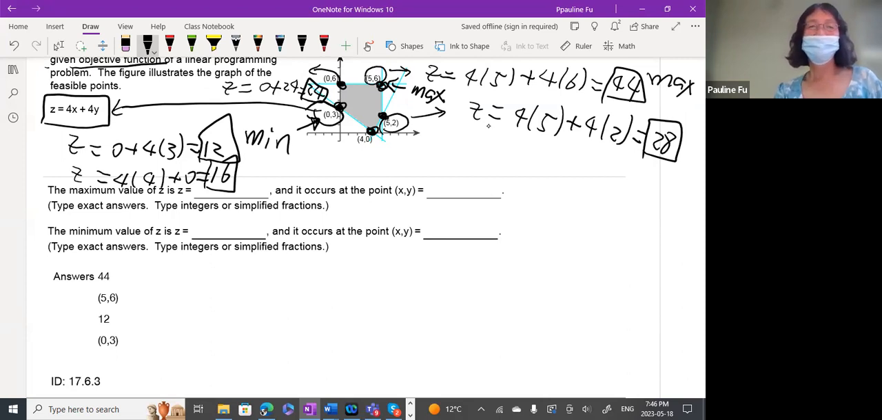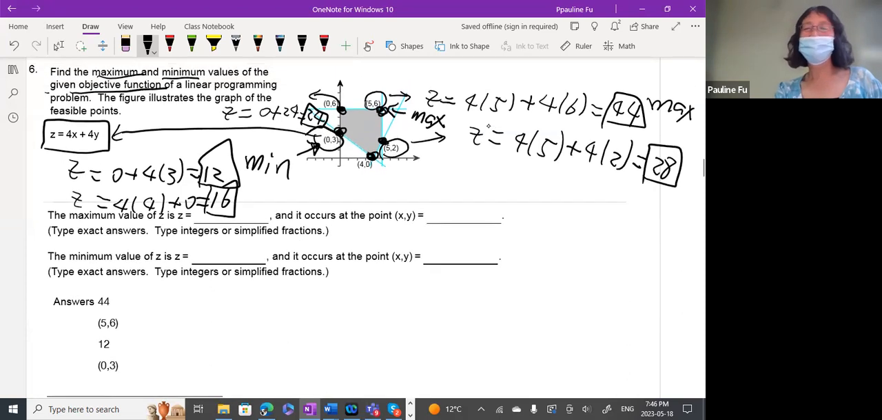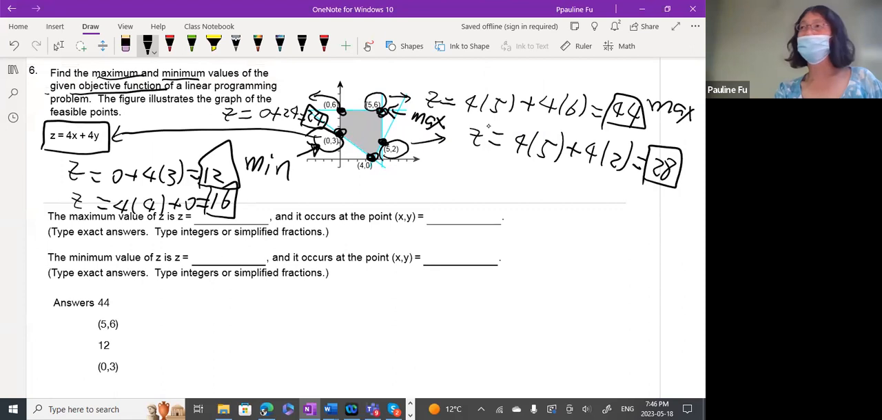Question: how to find the maximum and minimum value of the given objective function? Plug in all the points. The biggest one is the maximum, the smallest one is the minimum. Questions?